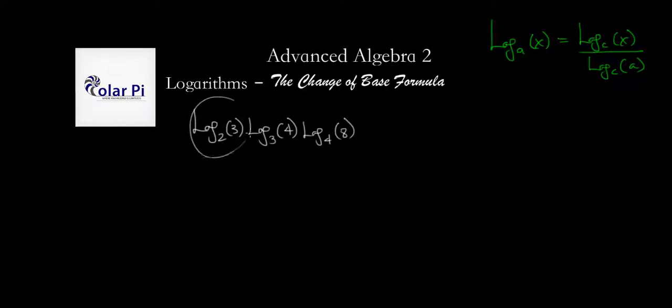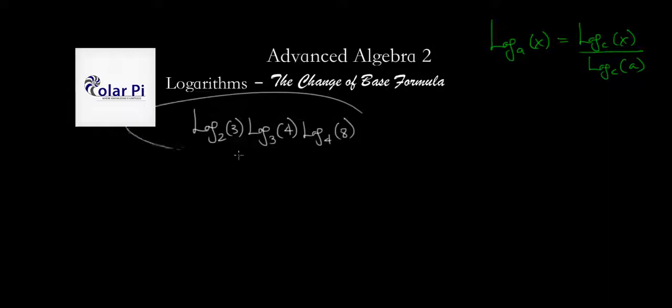And likewise, we can't evaluate this because we won't know 2 to the what power is 3 in this case, and we won't know 3 to the what power is equal to 4 without a calculator. But this we can kind of exploit the fact that both 4 and 8 can be written as powers of 2 and be able to figure out what this is without a calculator. But the crucial thing here is the change of base formula.